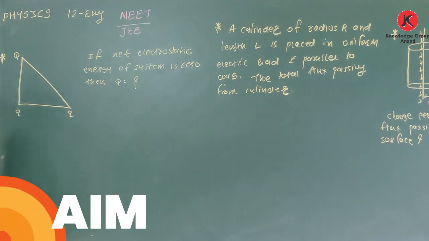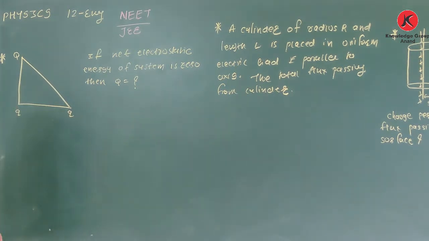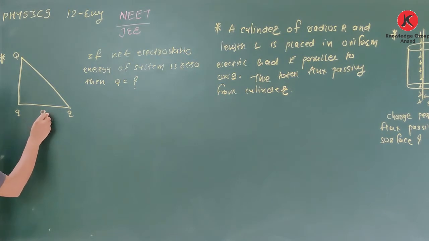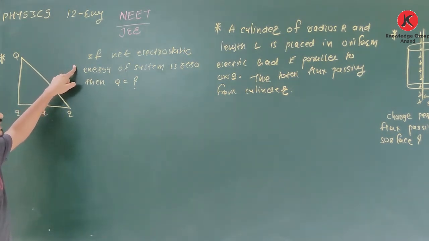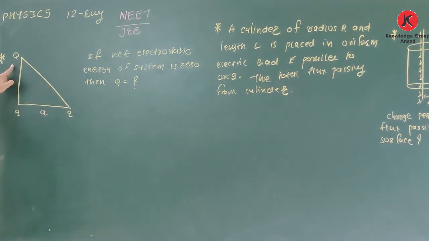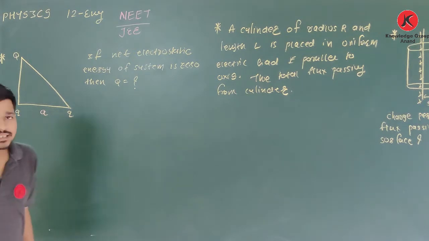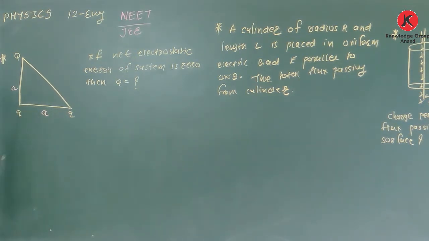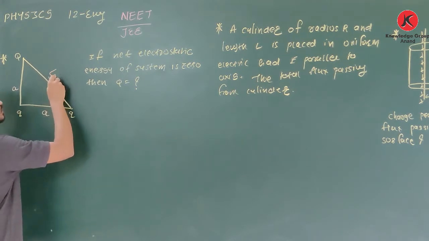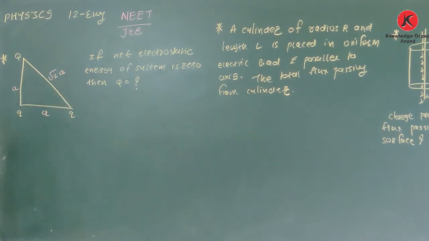For electrostatics, NEET, we will see some questions. See, here it is. You are given one right angle isosceles triangle having side A. If the net electrostatic energy of the system is 0, then you have to find what is Q. Right angle isosceles triangle means the two sides are equal, so obviously according to Pythagoras theorem, the hypotenuse will become root 2 A.